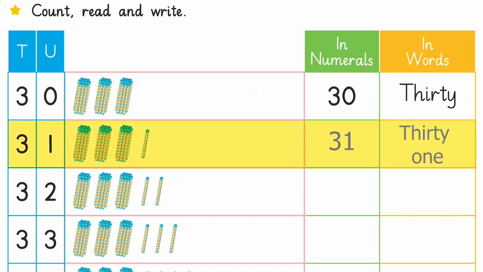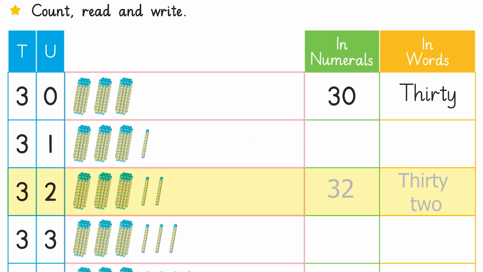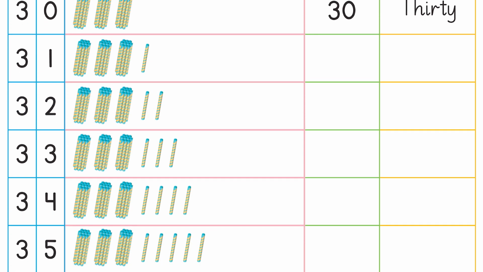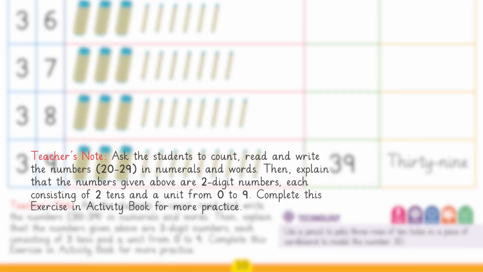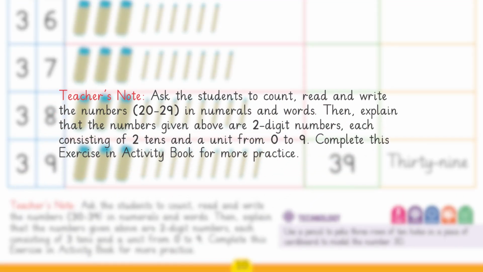THIRTY ONE, 31। 10, 20, 30 and 31, 32 in numbers over here and in words THIRTY TWO, and same goes up till 39. There is a teacher's note. Ask the students to count, read and write the numbers from 30 to 39 in numerals and words.